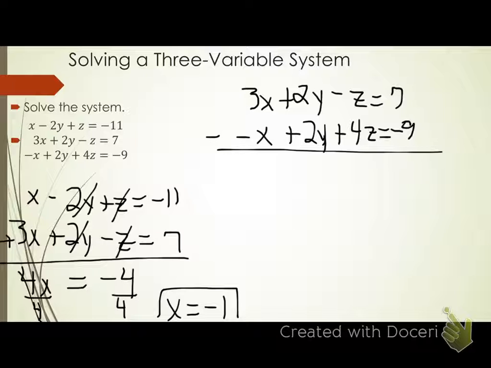I have 3x minus negative x. What does that give me? 4x? Because that would just become 3x plus x, correct? Now I've got 2y minus 2y. What happens with my y's? They're eliminated. See ya. Now I have negative z minus 4z.